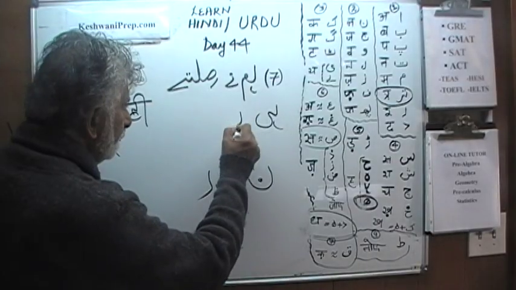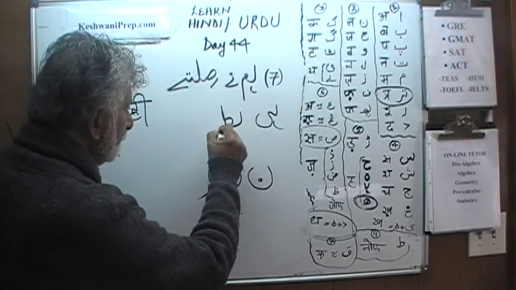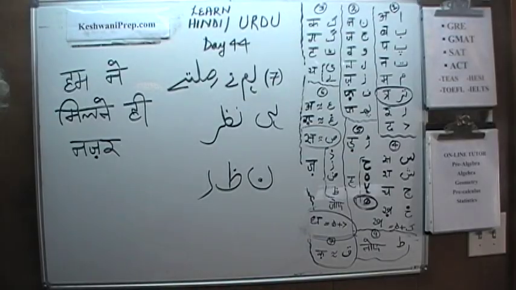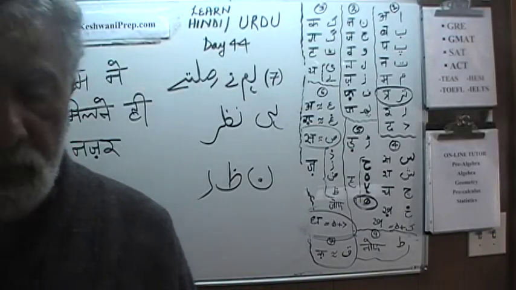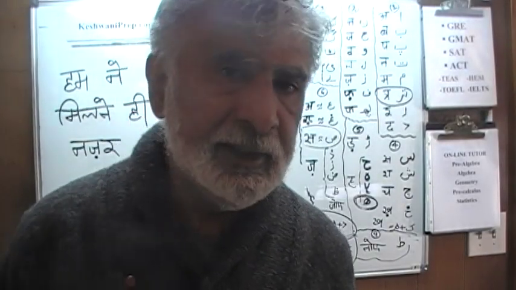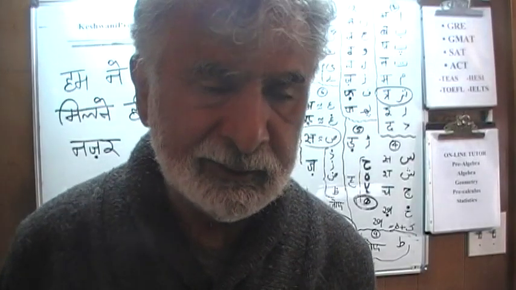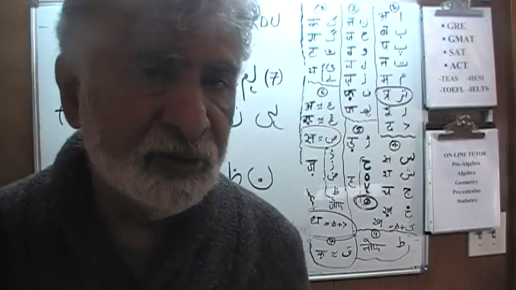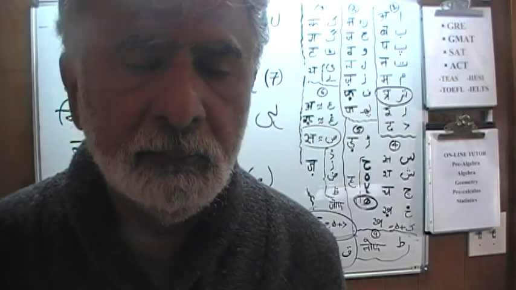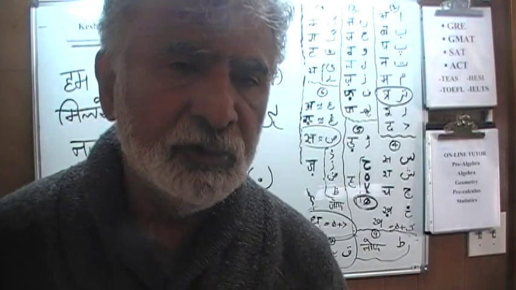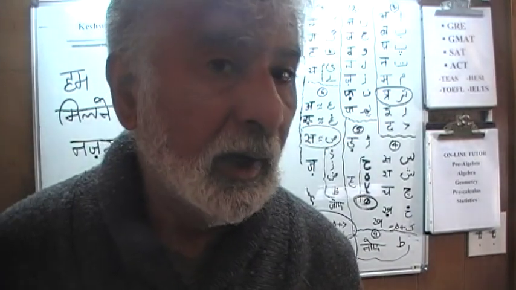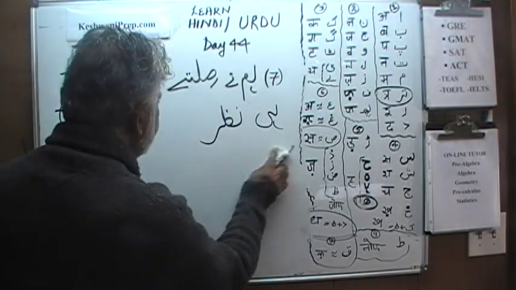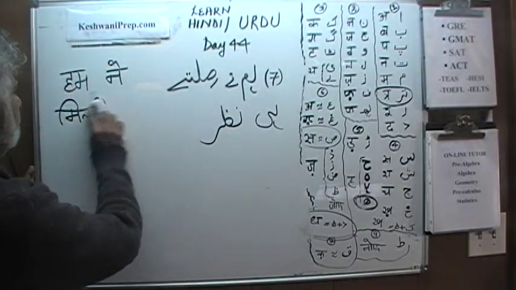So there is your noon, there is your za, and the ra, nazar. हमने मिलते ही नजर. Nazar means look, sight. As soon as our eyes met, or if you like, as soon as I saw you. What she's saying is, as soon as I saw you, हमने मिलते ही नजर. Let's look at the next line.